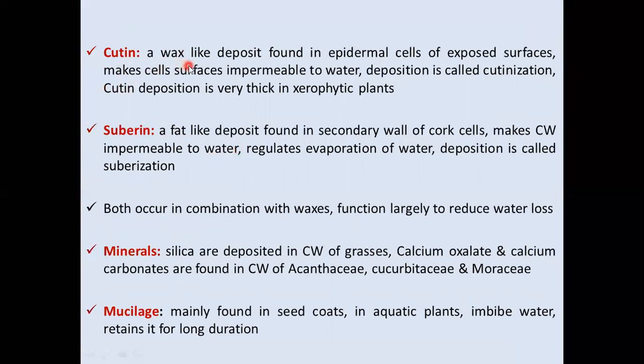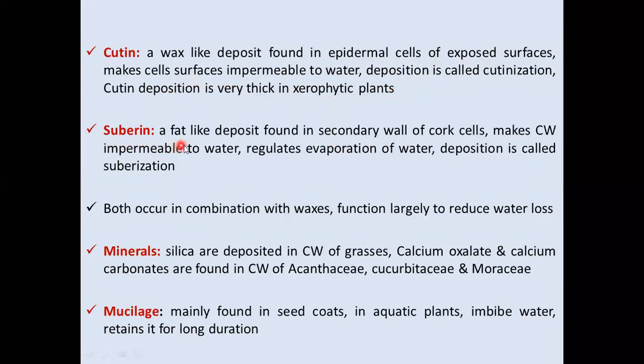Next is chitin. It is a wax-like deposit found in the epidermal cells of exposed surfaces, and it makes cell surfaces impermeable to water. The deposition of chitin is called chitinization. Chitin deposition is very thick in xerophytic plants because they are water deficient, so they need to regulate water evaporation.